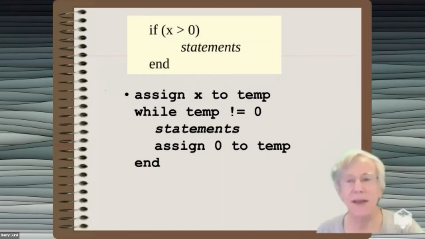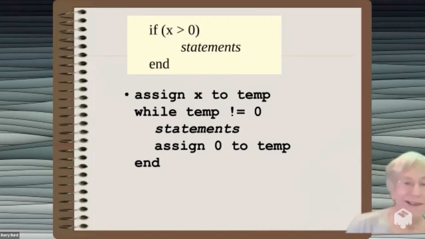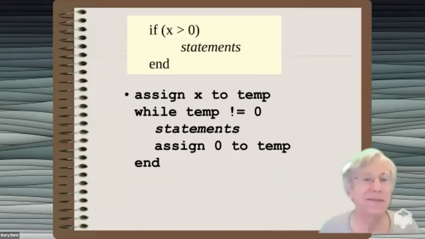Now, by the way, Mike, the only thing you said that I want to just caution you against is you don't want to mess with x. You said in the body of the while assign 0 to x. We don't want to destroy x by checking it, okay? So we want to have a temporary variable. We assign x to the temporary variable, and the temporary variable is the one that we decrement to 0. So x isn't quantum, you can't destroy it by reading it.